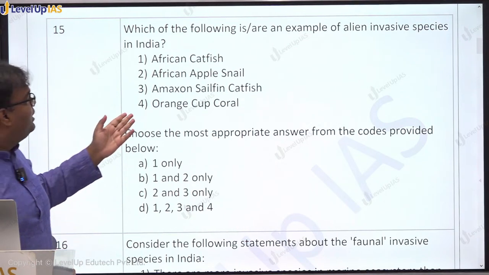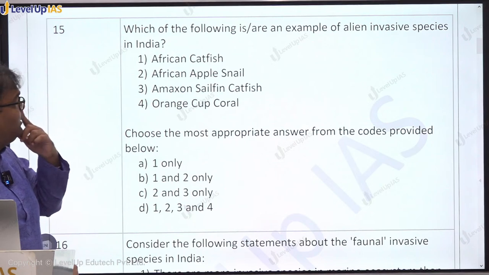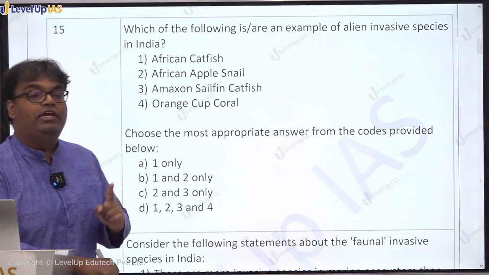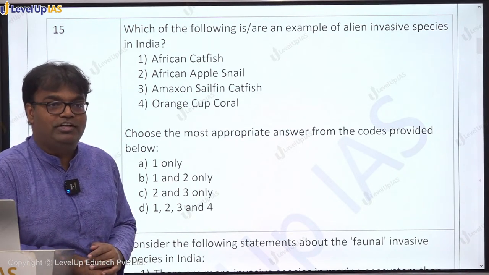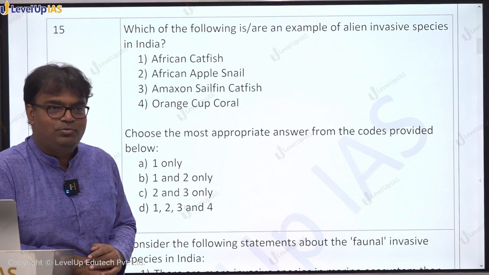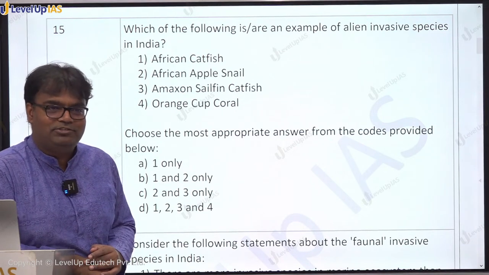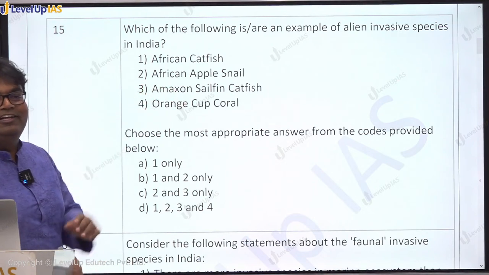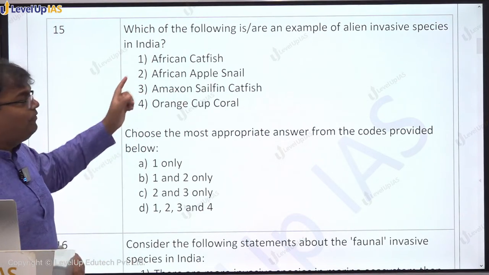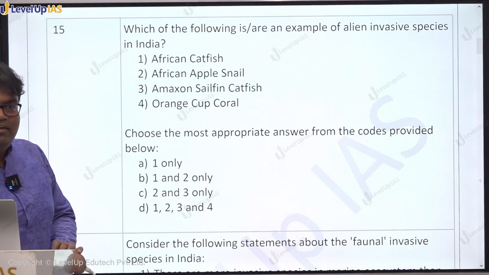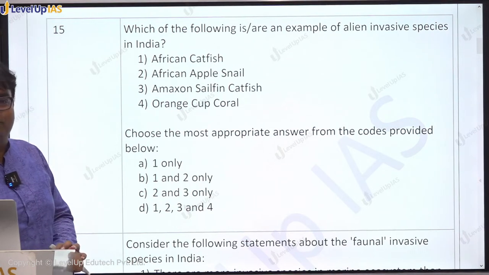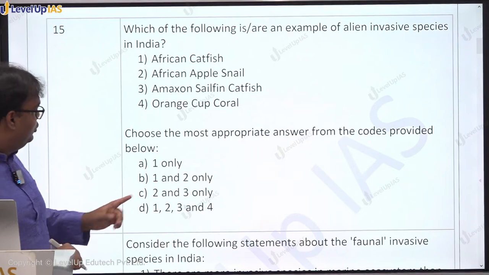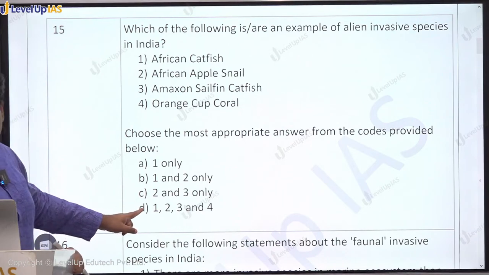देखो, African apple snail, Amazon sailfin catfish, orange cup coral. We had studied a report by the Zoological Survey of India, where they had spoken about all the faunal species which were invasive. The most invasive of them all was the African apple snail, right? फिर African catfish हमने अलग से पढ़ा था. In Bharatpur sanctuary, it's creating problem. Throughout the country, it's creating problem. So D is the answer. In 15th, D is the answer.